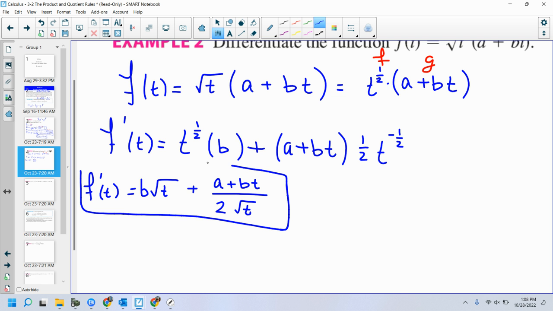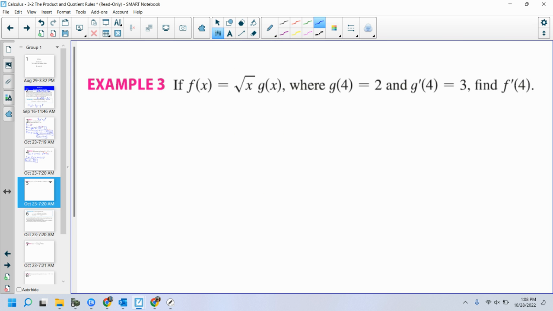And I'm okay with that being our final answer. I could get common denominators, but nah, I'm good there. Questions about that? All right, let's keep on going. One more product rule.